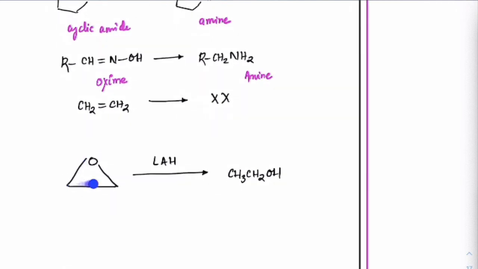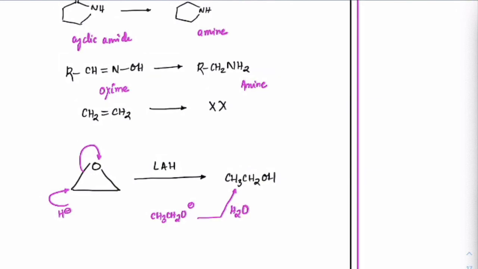Epoxides will also give a reaction with lithium aluminum hydride, where imagine this way, as if this H minus is attacking from this end, and this bond is broken. So I will get CH3CH2O minus, which on hydrolysis will give me this alcohol product. So the mechanism is through SN2.